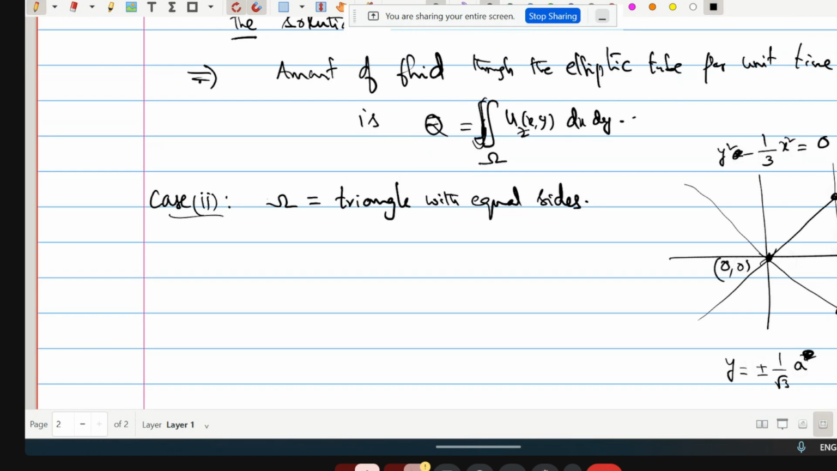Passing through 0 0, right? So this is basically your region. This is the equilateral triangle. Why will you select this equation? y square minus 1 by 3 x square equal to 0. This is one way. You need not do it; you can do the way you like.